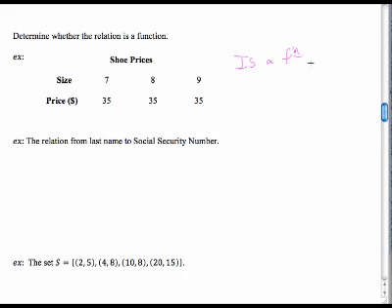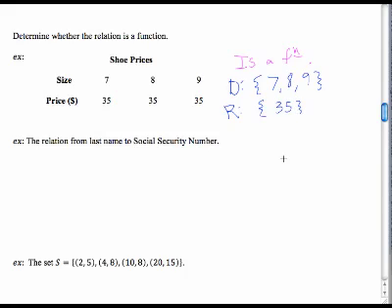I also want to look at domain and range on this one. I know there's one like this on your homework. On the domain, we only have 7, 8, and 9. That's it. So you'd have to list it out, 7, 8, 9. And the range, there's only one single value in the range. So you just list it like that, 35.